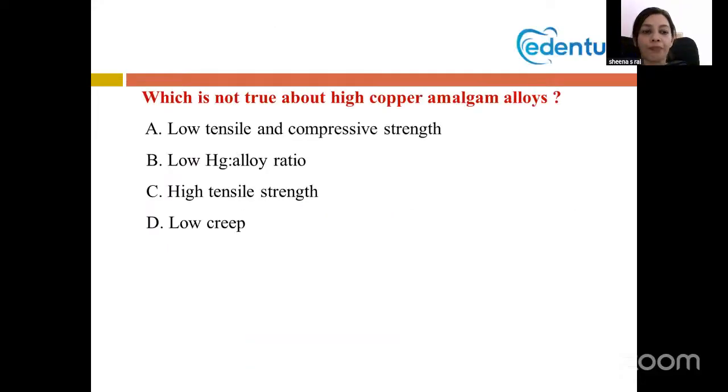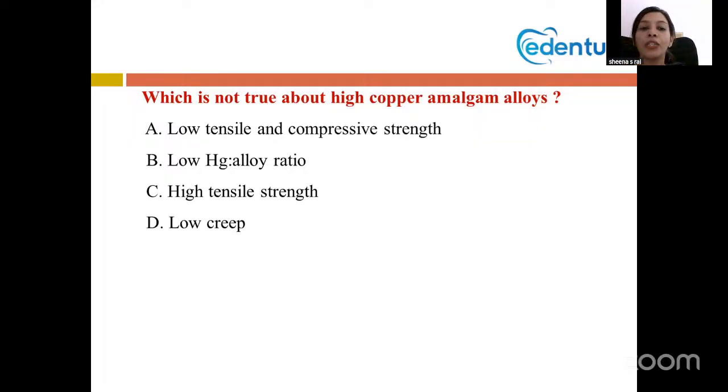Next question. Which of the following is not true about high copper amalgam alloy? Now we know that high copper amalgam has less of a gamma 2 phase, so it is more stable. It has more resistance to corrosion, the mercury to alloy ratio is less, and low creep. Creep means time dependent plastic deformation. So it has good advantages.